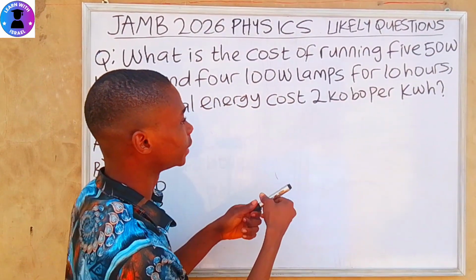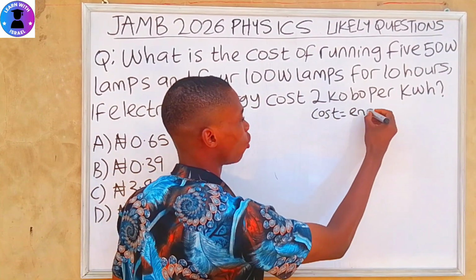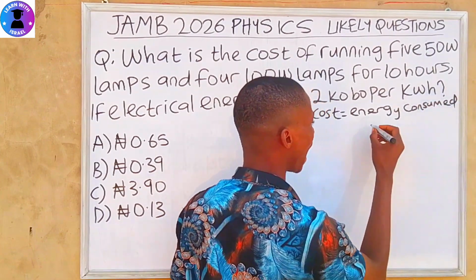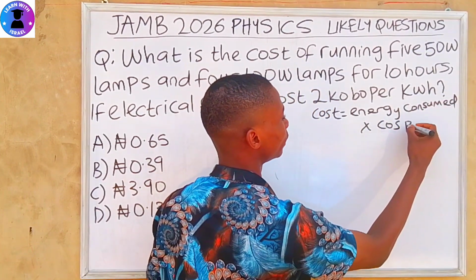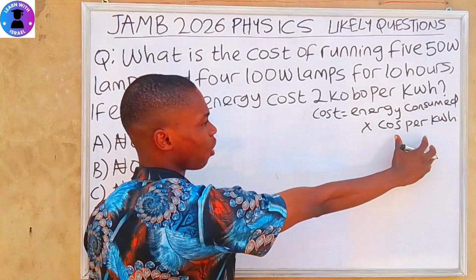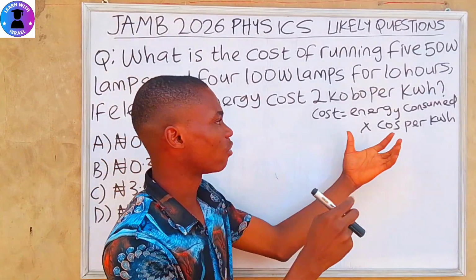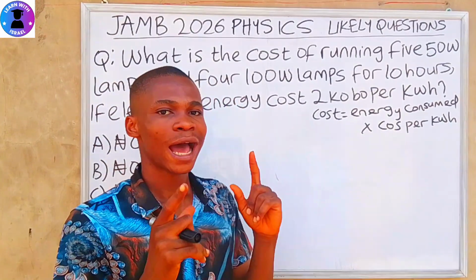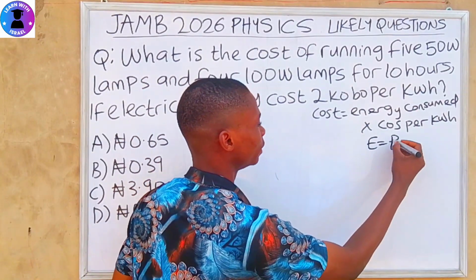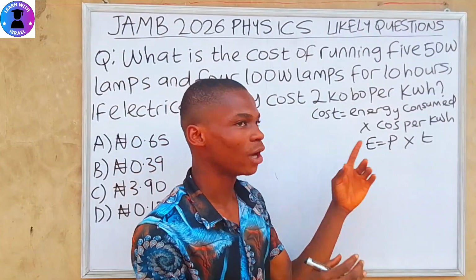So the formula for cost equals energy consumed multiplied by cost per kilowatt per hour. We have not calculated the energy consumed, and to calculate the energy consumed, energy equals P, which is power, multiplied by time. So to get our power, we have two powers.